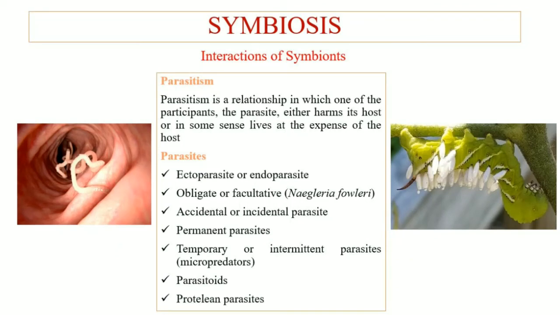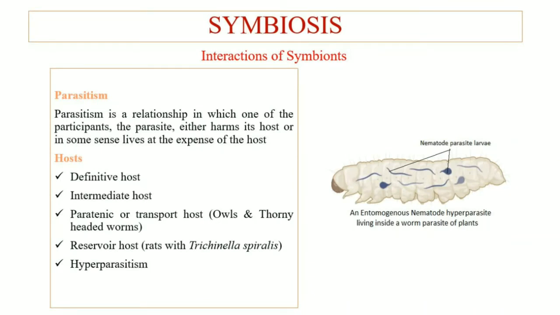Next is protelian parasites. Protelian parasites are insects in which only the immature stages of these species are parasitic. So these are known as protelian parasites. Next is the types of host. So first of all, definitive host. Definitive host is a type of host in which the parasite reaches sexual maturity. It means that the sexual reproduction of the parasite occurs in the definitive host. Intermediate host is a type of host that is required for the development of the parasite, and it does not reach sexual maturity in the intermediate host.